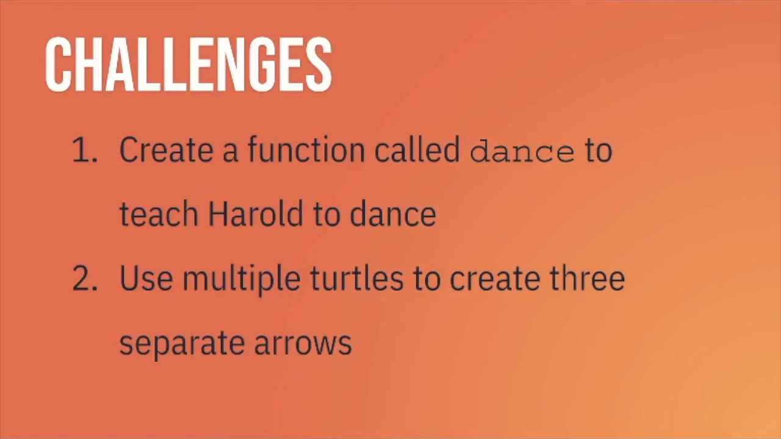To do this, you would print out, for example, right foot forward or things like that, and then once you call that dance function, it would print out a list of small dancing steps. And the second challenge is to try to use multiple turtles using the same logic that we learned here to create 3 separate arrows pointing whichever direction you'd like. This also has to do with creating multiple objects with the turtle class.